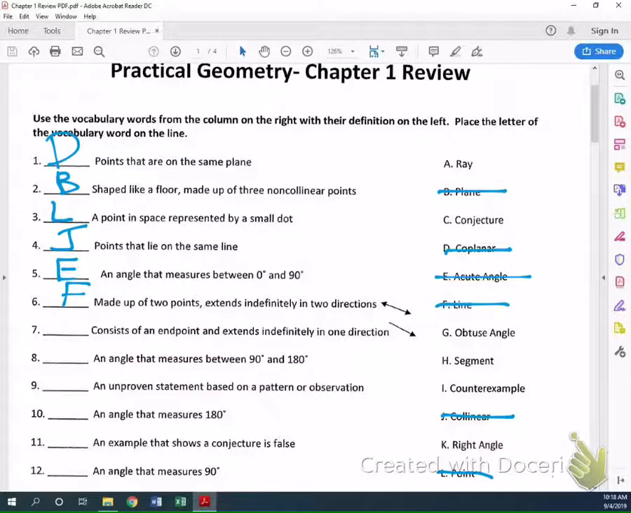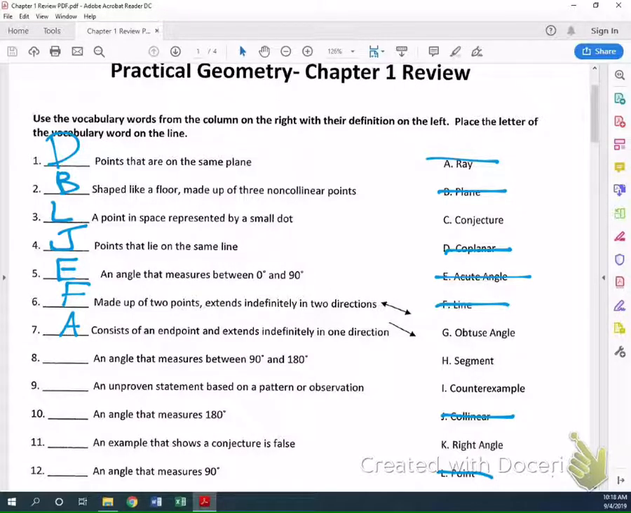Consists of 1 endpoint and extends indefinitely in one direction. That's a ray, which is A. Good. Is that E or I? I can't tell. That's a J. Number 4 is J. Now why does it have a long line instead of a curve? I don't know. My penmanship is not the greatest.